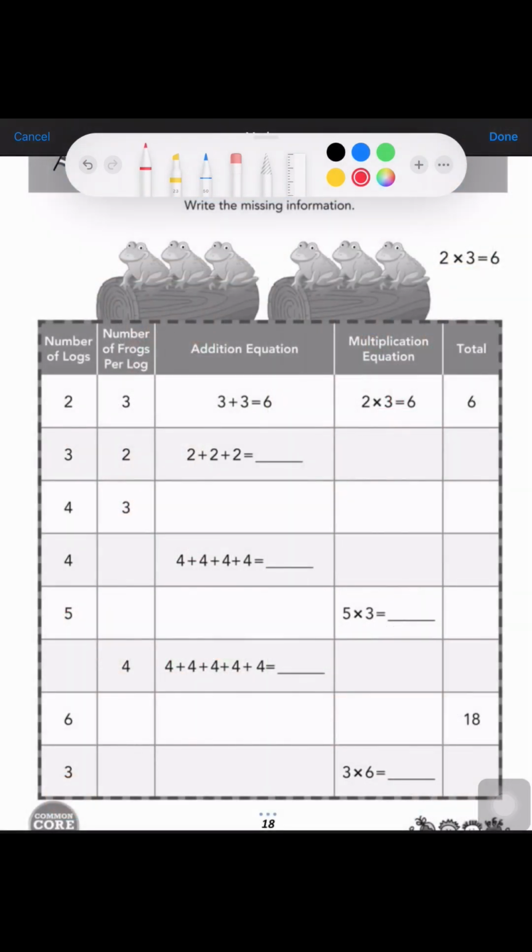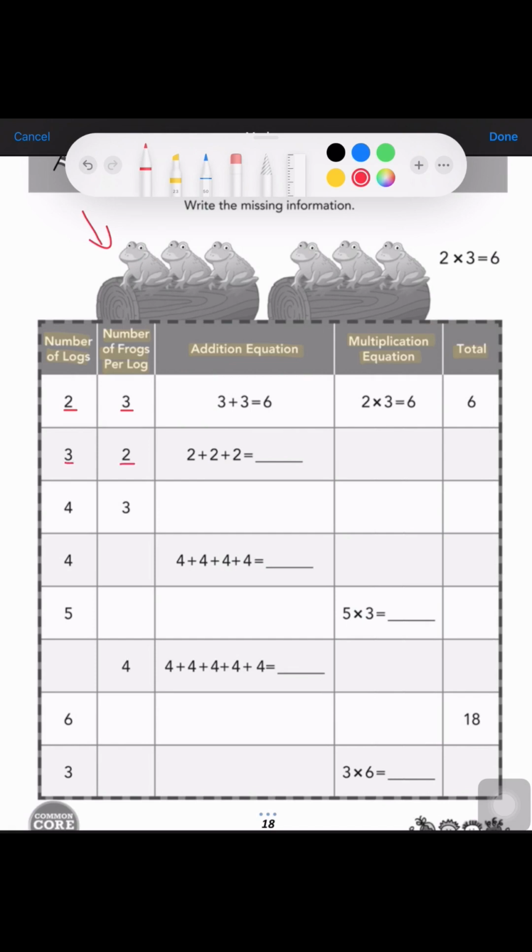And then we take a look at page 18. Write the missing information. So in the table, we have to know the number of logs and also the number of frogs per log. And then we need to write the addition equations, multiplication equation, and also the total number of frogs. First question, there are 2 logs, and on each log there are 3 frogs. So what is the total number of frogs? The addition equation will be 3 plus 3 equals 6, and the multiplication equation is 2 times 3 equals 6, so the total number is 6.